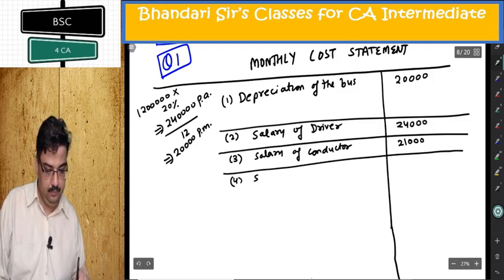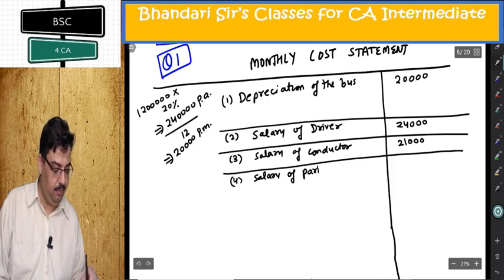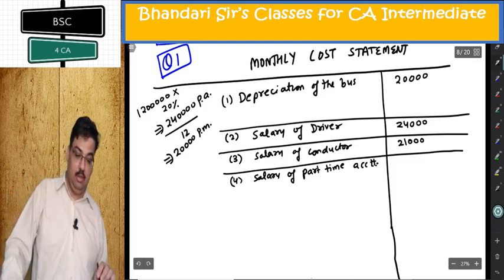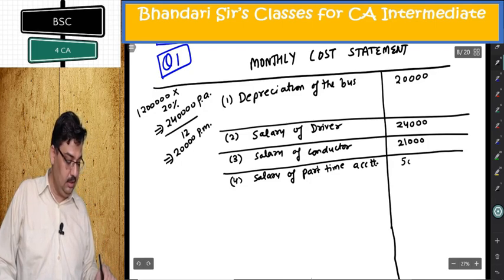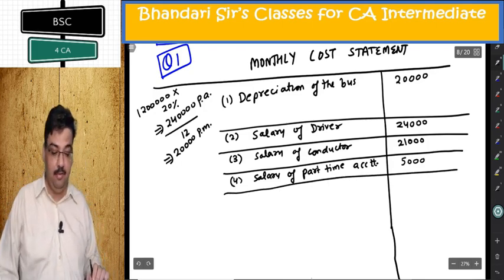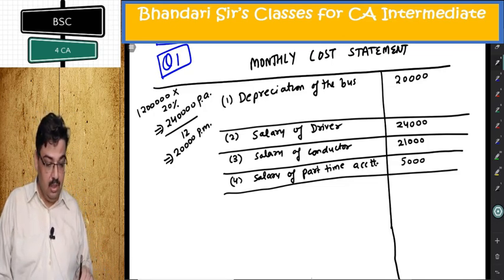Number 4, salary of part-time accountant. I told you accountants are getting very less salaries in these questions, and here he has written he is only part-time and he is not a chartered accountant. So he is getting a very less salary of 5,000 per month.